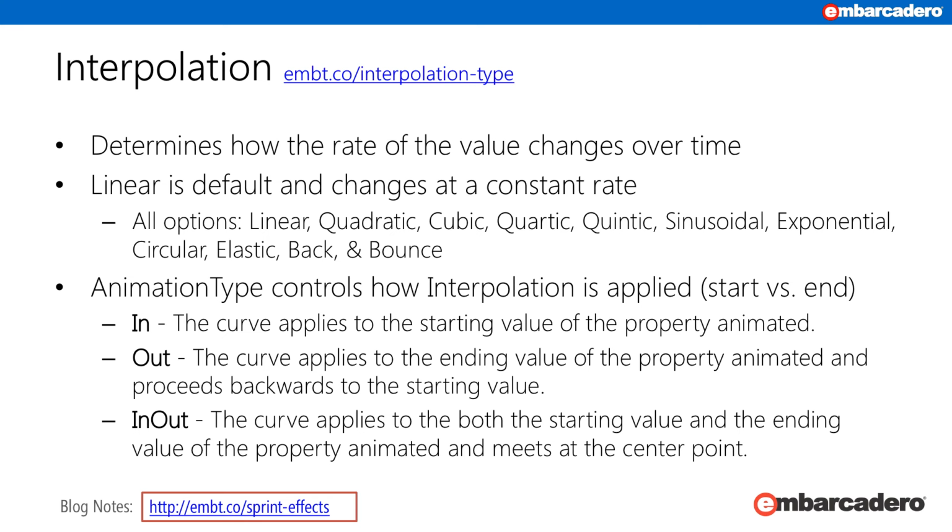Some of the other ones, like for example cubic or quintic, are a more extreme version of quadratic. And so they'll start out slow and then get really, really fast and then get really slow again. If you take the link there that you see at the top, that explains all the interpolation types in more detail.